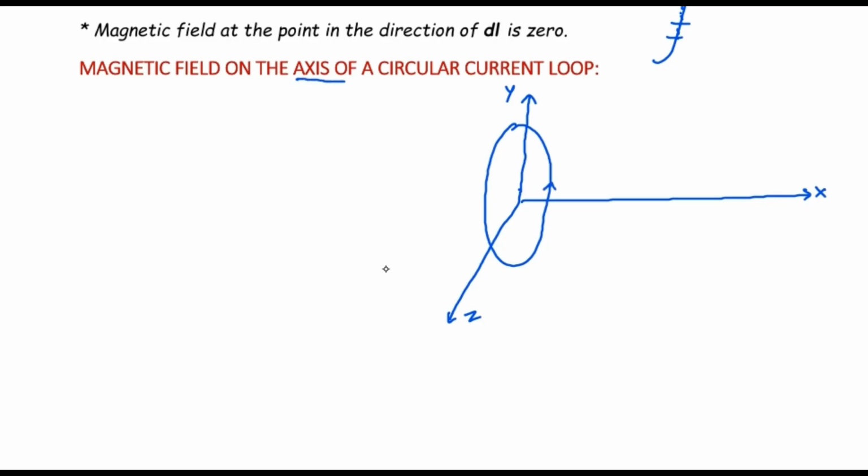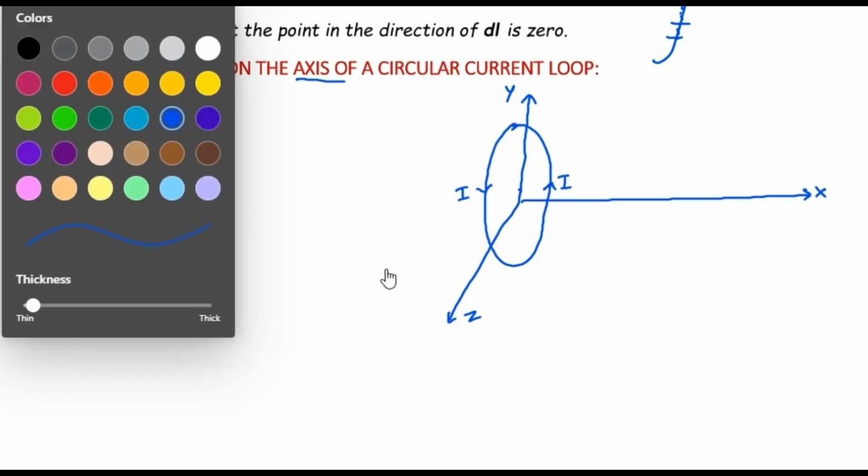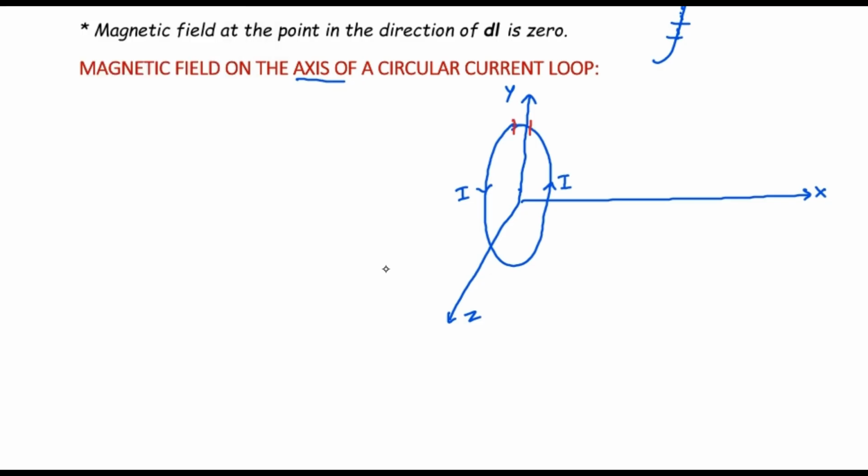Assume that the current I is passing through the loop. Here one important point is that we are taking two elements dl. Here I take one I dl through which the current is coming out. Here is one more element, I dl bar, in which the current is entering.